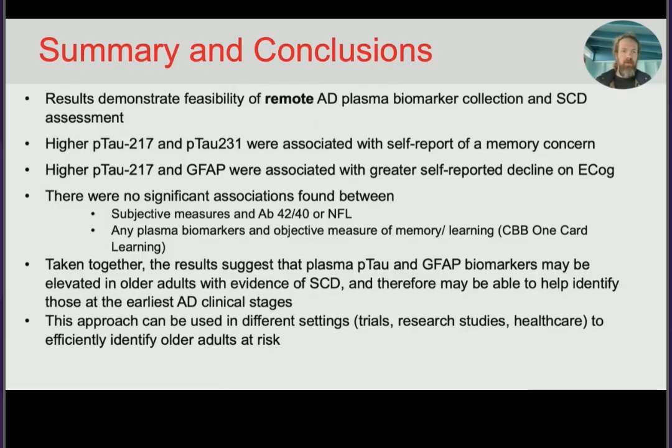So taken together, these results suggest that plasma p-tau and GFAP biomarkers may be elevated in older adults with evidence of subjective cognitive decline, and therefore may be able to help identify those at the earliest Alzheimer's clinical stages. This approach can be used in different settings, trials, research studies, and healthcare to efficiently identify older adults at risk.